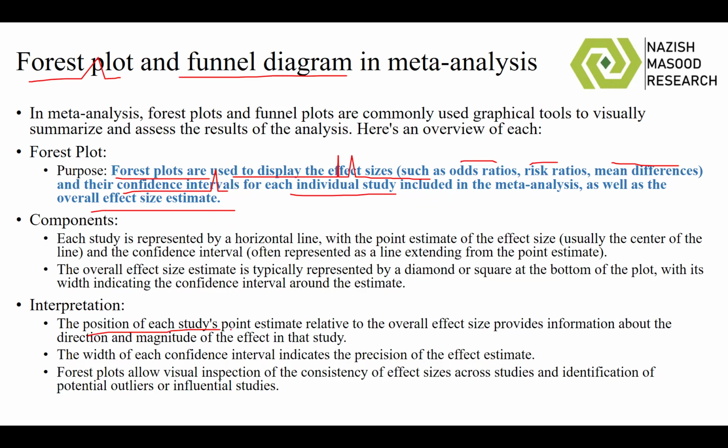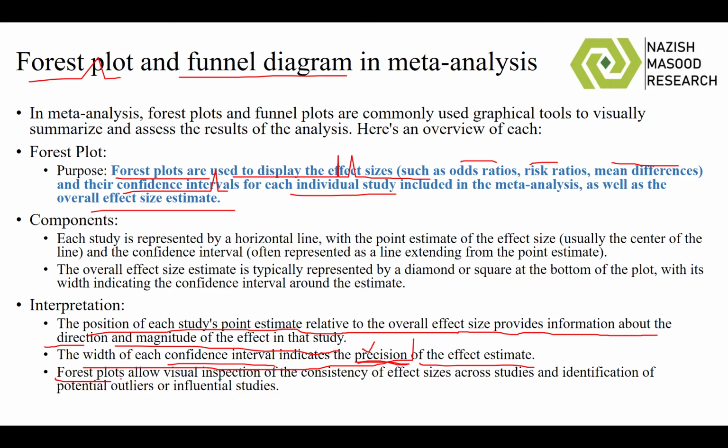Interpretation is that the position of each study's point estimate relative to the overall effect size provides information about the direction and the magnitude of the effect in that study. The width of each confidence interval indicates the precision of each effect estimate. Again, like I said, precision is sort of like the inverse of variance. So what it in essence means is that the larger the confidence interval, the more the variance, and the smaller the sample size.